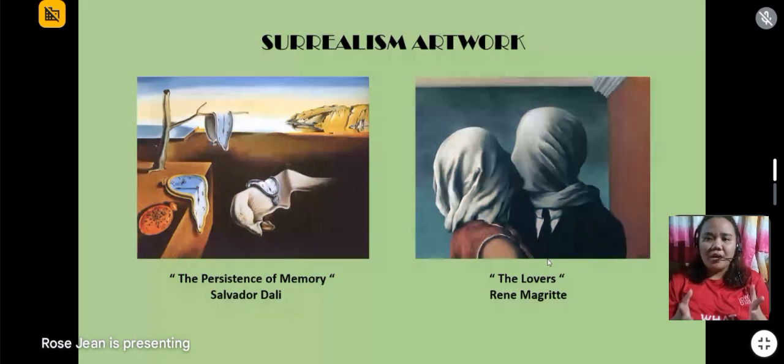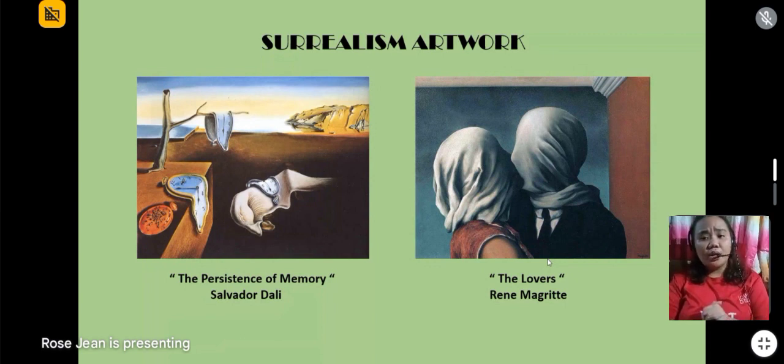Magritte's inspiration for The Lovers likely came from his interest in exploring the mysteries of human relationships and the enigmatic nature of identity. By obscuring the faces of the lovers with cloth, Magritte challenges the viewers to question the authenticity of their connection and the role of perception in understanding intimacy.